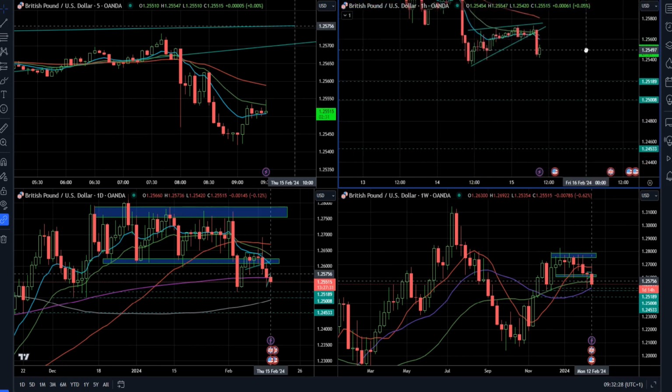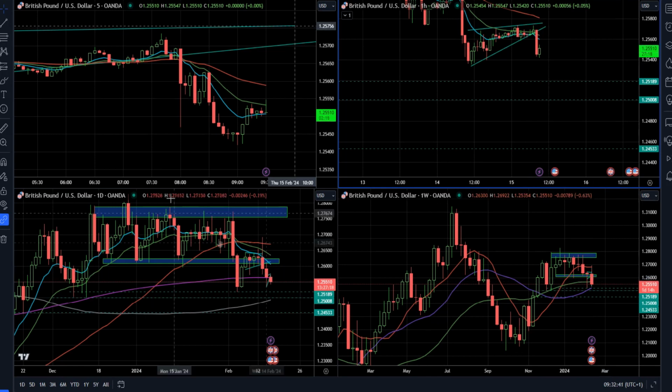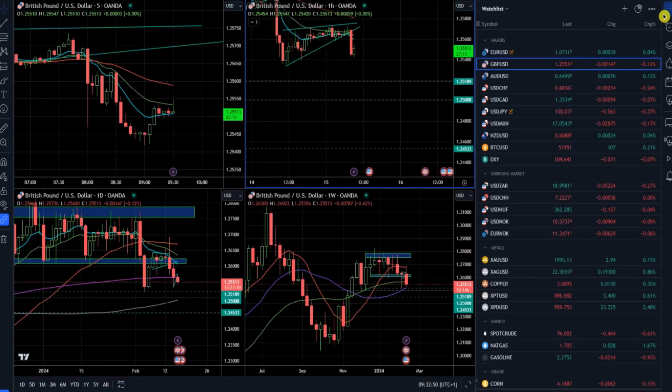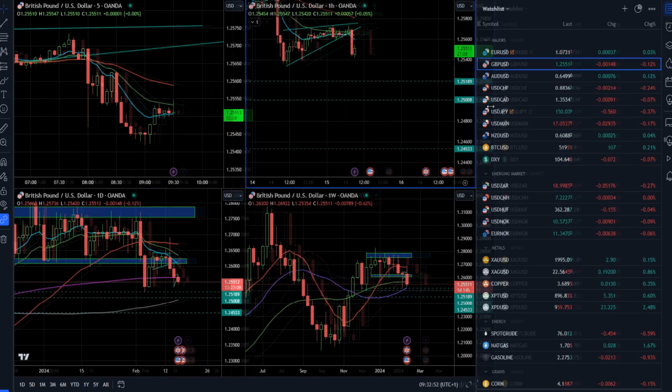Now, the downside objectives that I'm observing based on this downside scenario are set at 1.2520, 1.2500, and 1.2455. I don't see any bigger sign of a reversal, so the downside scenario is more likely to develop on this currency pair.